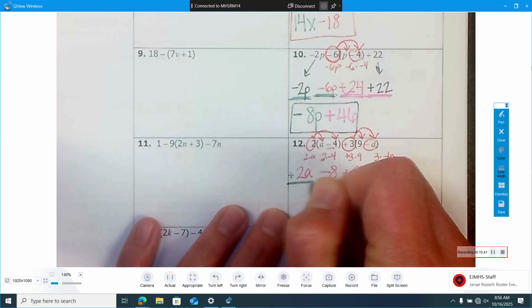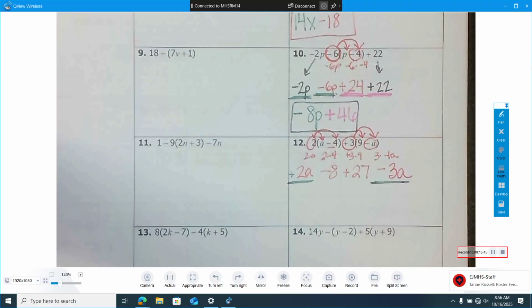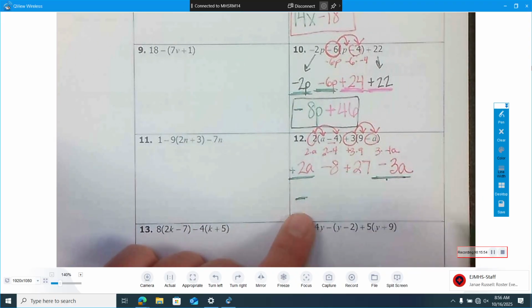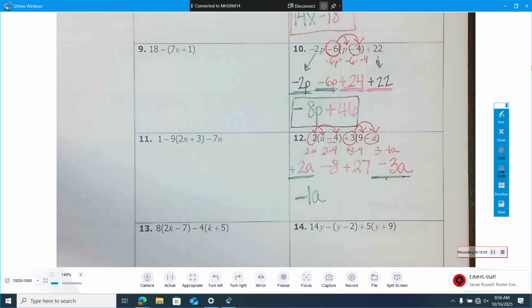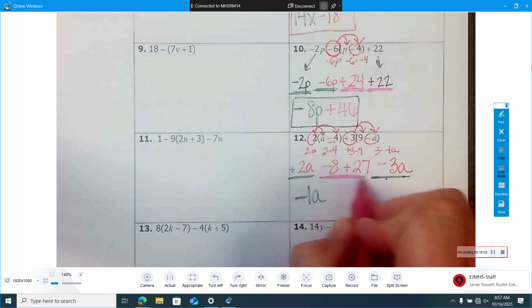Positive 2a and negative 3a. Are they on the same team or are they at war? They're at war. We've got 2 positives. We've got 3 negatives. Who's going to win? The negatives win by how many? Negative 1a. Very good. And then we have a negative 8 and a positive 27.